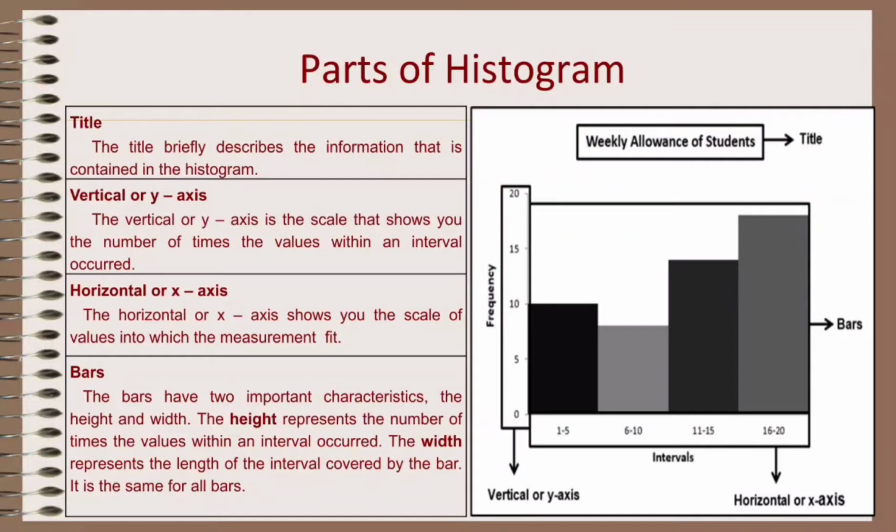So these are the parts of a histogram. We have the title. If you notice, all graphs have a title. Then the vertical y-axis and the horizontal x-axis. The vertical y-axis is the scale that shows you the number of times the values occur within the interval. Then the x-axis, or the horizontal axis, shows you the scale of values in which the measurements fit. So it is in a scale, like 1 to 5, 6 to 10.